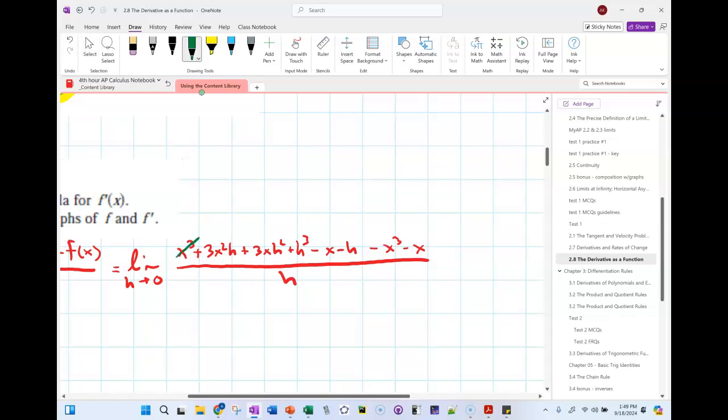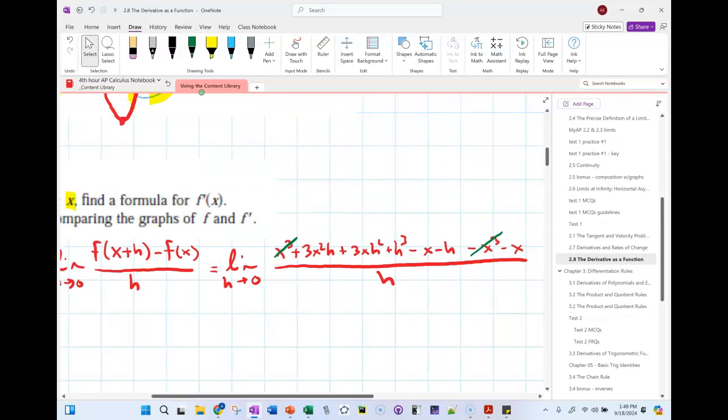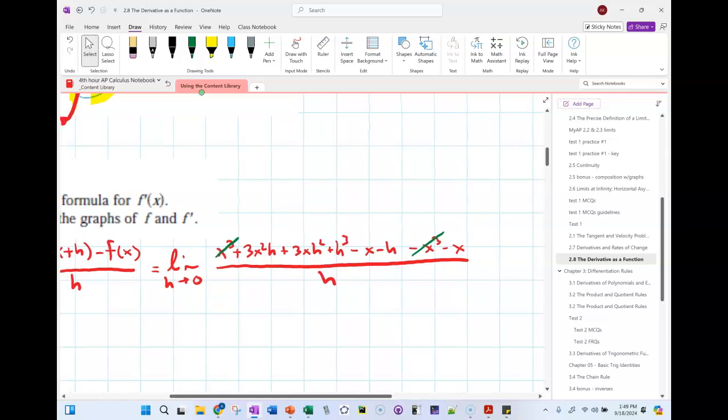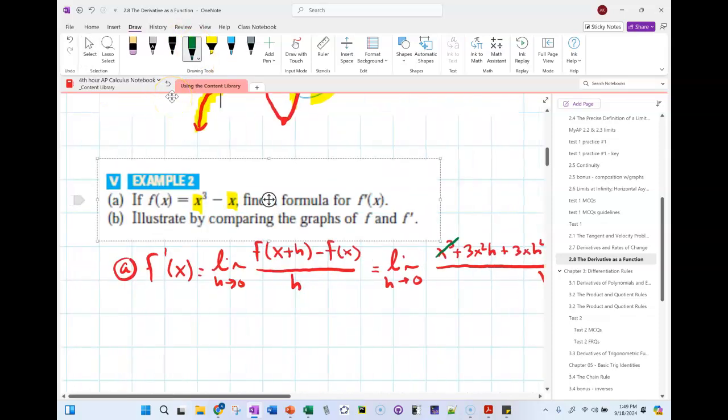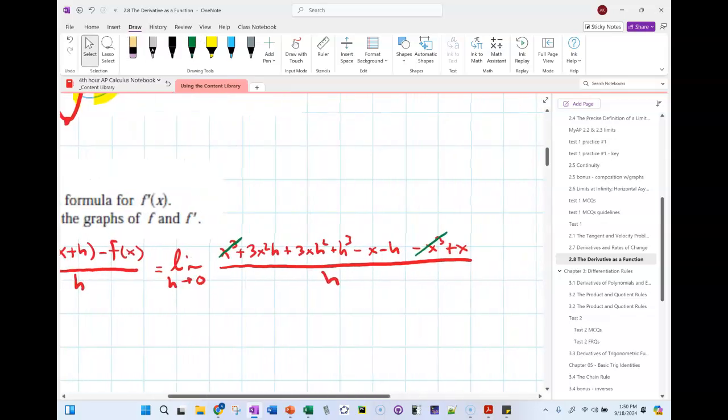Yeah, let's simplify. So collect some like terms. I have an x cubed and x cubed. Oops, this was supposed to be a plus x. Do you guys see why that was supposed to be a plus x? When I distribute the negative through f of x. That would have been a big oopsie. Okay, so I've combined my like terms. What else can I do? Cancel out h's. Very good. So boom, boom, boom, boom, boom.